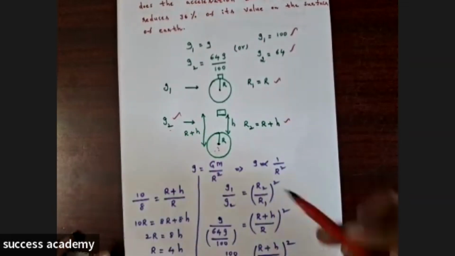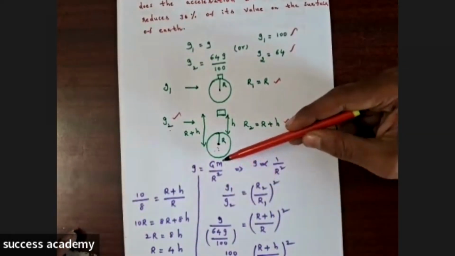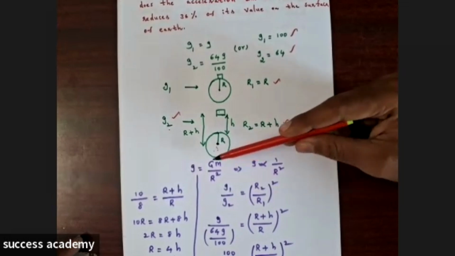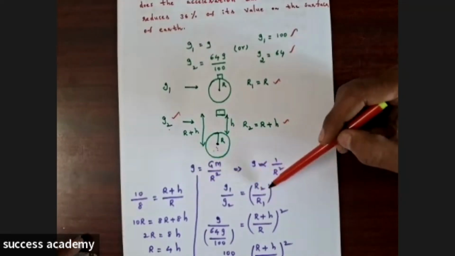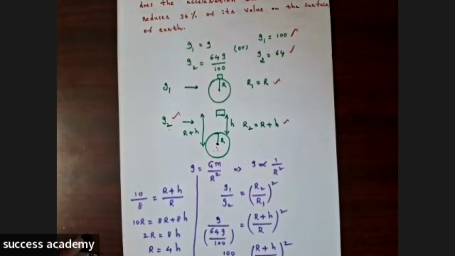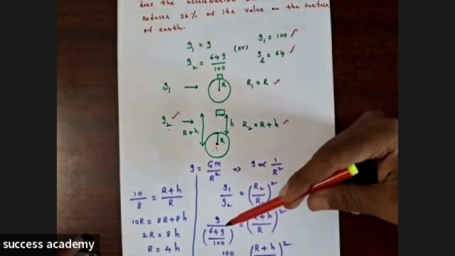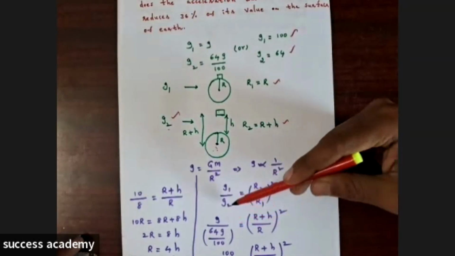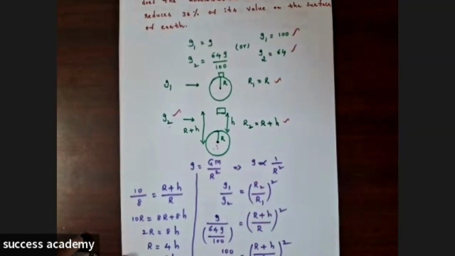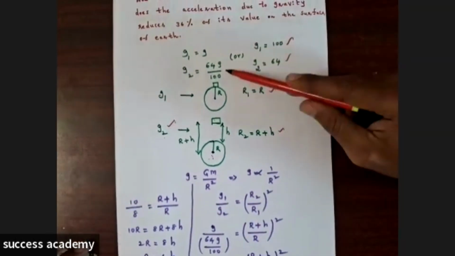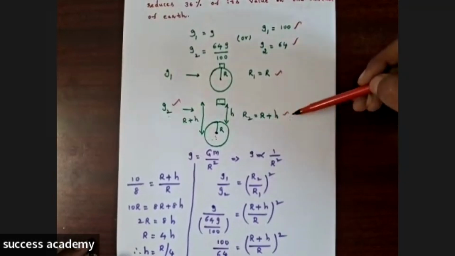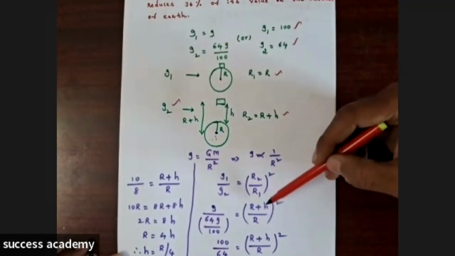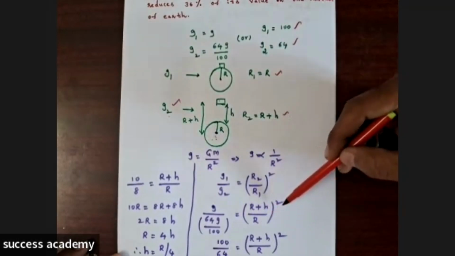Apply the formula: g is equal to GM by R square. What is the relation between g and R? g is inversely proportional to R square. g1 by g2 is equal to R2 by R1 whole square. Now g1 is nothing but g, g2 is 64g by 100, as we just considered. R2 is R plus h, and R1 is R, whole square.